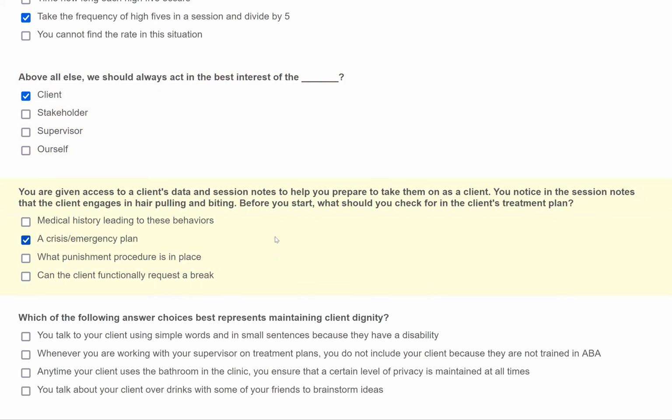See what punishment procedure is in place. We have no idea if punishment is used. We're not even talking about that. C is out. And then D, can the client functionally request a break? Again, we have no idea why this behavior occurs. D is not really going to help us, but we need a crisis emergency plan before we start in case something does happen.